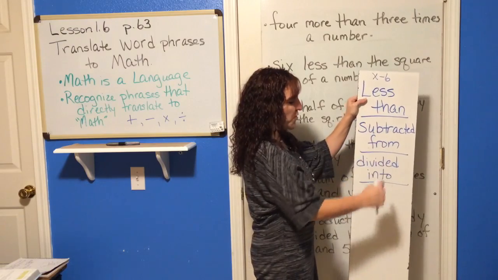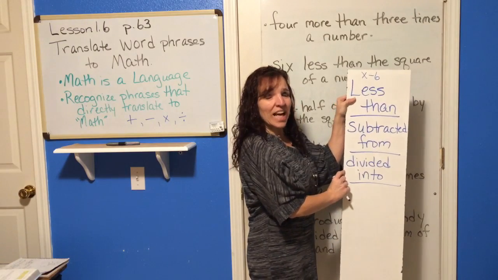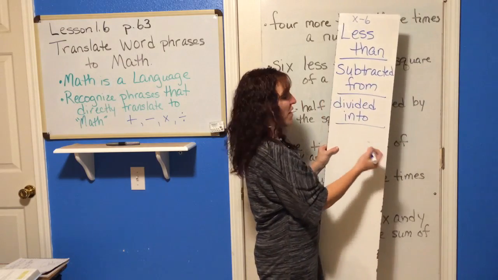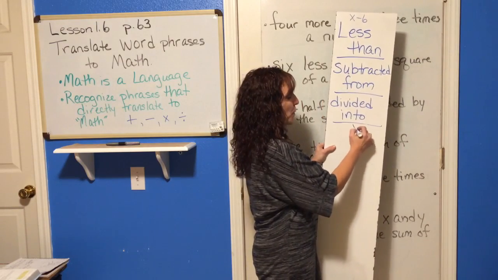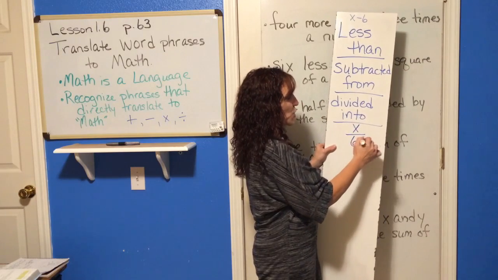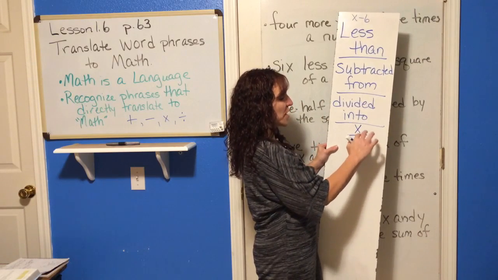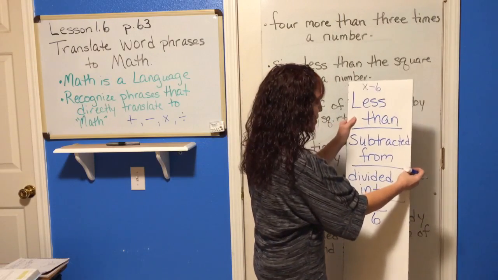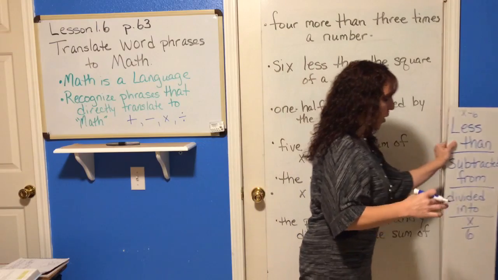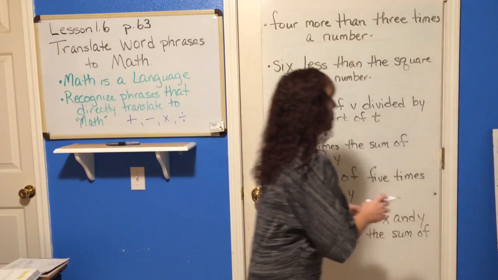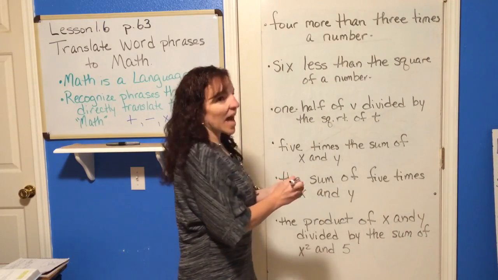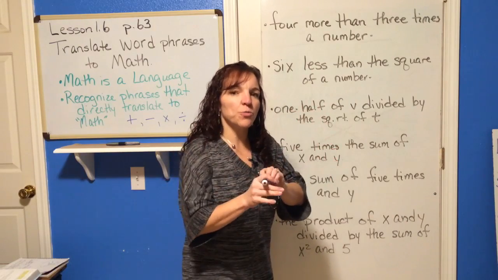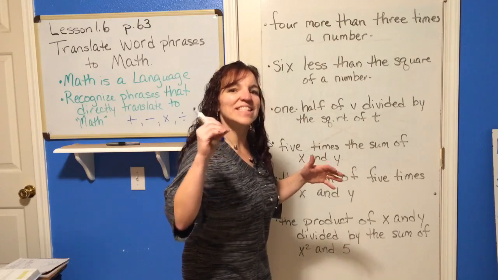The less than, subtracted from, divided into. 6 divided into a number, instead of being 6 divided by the number, is going to be the number divided by 6. So 6 divided into the number is going to be backwards from what you think it should be. So less than, subtracted from, divided into are backwards. So now that you see that, let's just do some. All right, and they're going to first look like gibberish to you, and hopefully the more we do, the more you'll think, oh, I'm starting to see it.